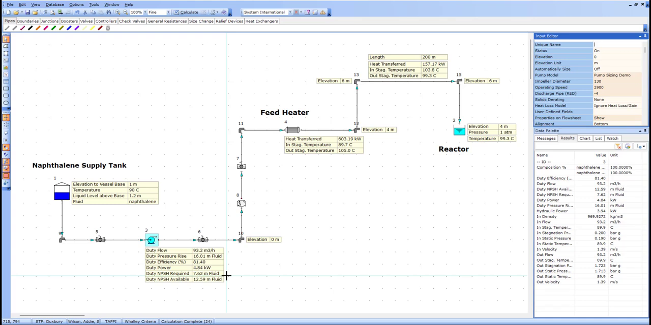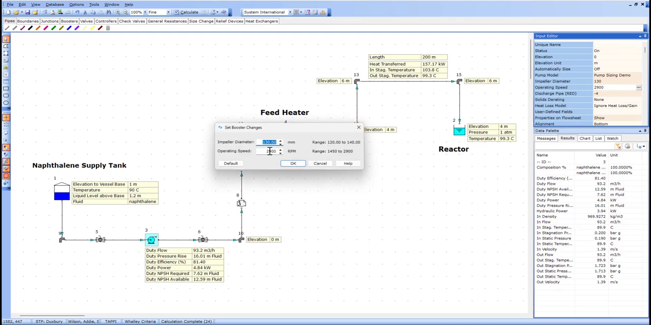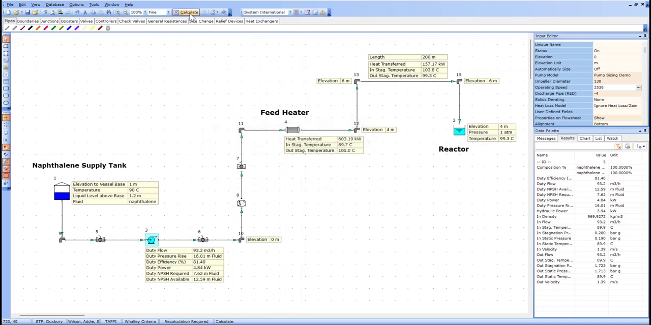The only issue is that the pump delivers more flow than required. Since we're using a variable speed pump, we simply reduce the speed. Lowering it to 2,536 RPM brings the flow to 80.0 cubic meters per hour with a pressure rise of 12.37 meters, matching the system requirement.